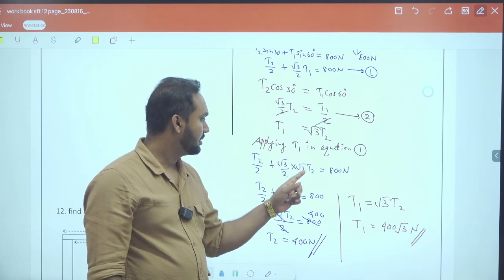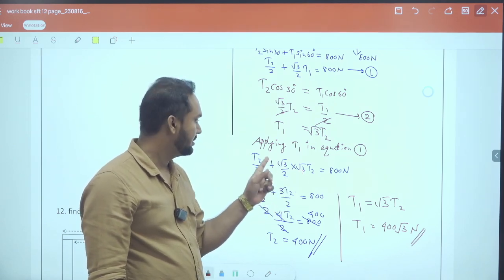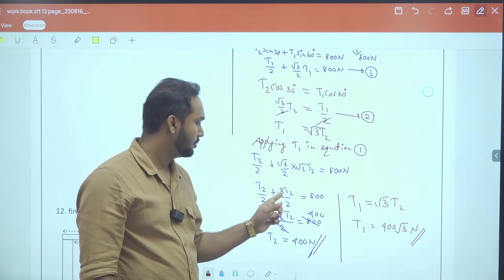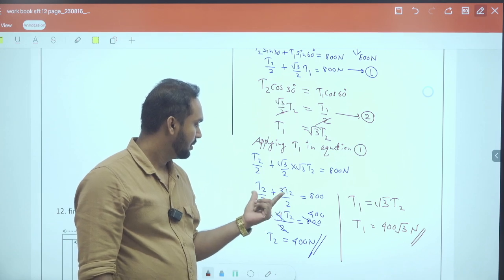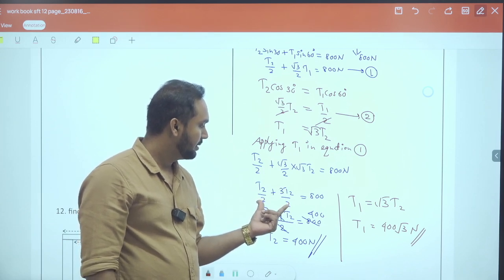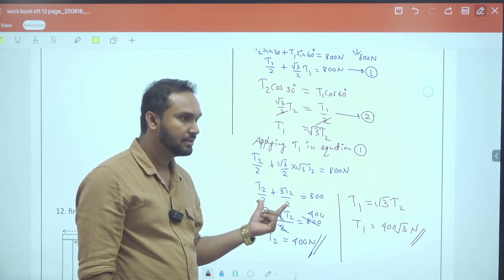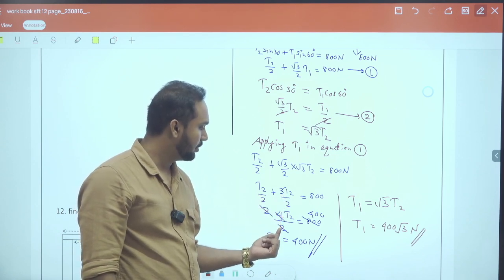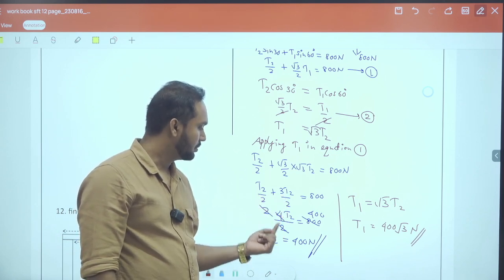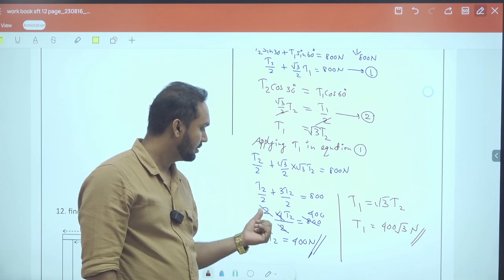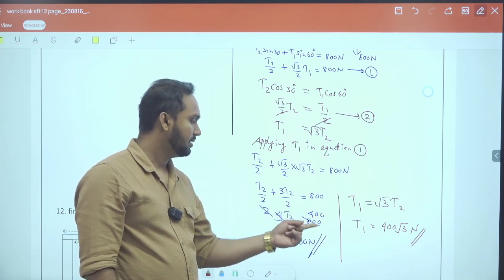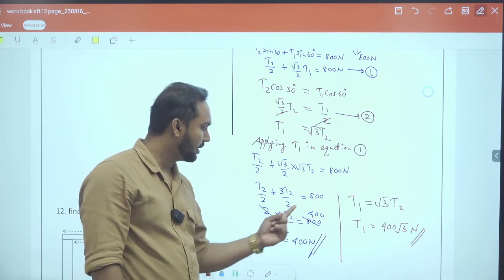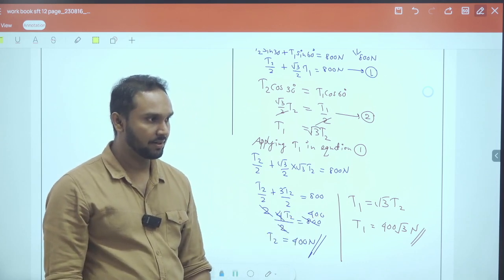Root 3 into root 3 is 3, right? So it's 3 T2. Then we can add them here, right? Yes. Then 4T2 over 2. So 2 and 4 cancel out, and we divide by 2 to get 800.